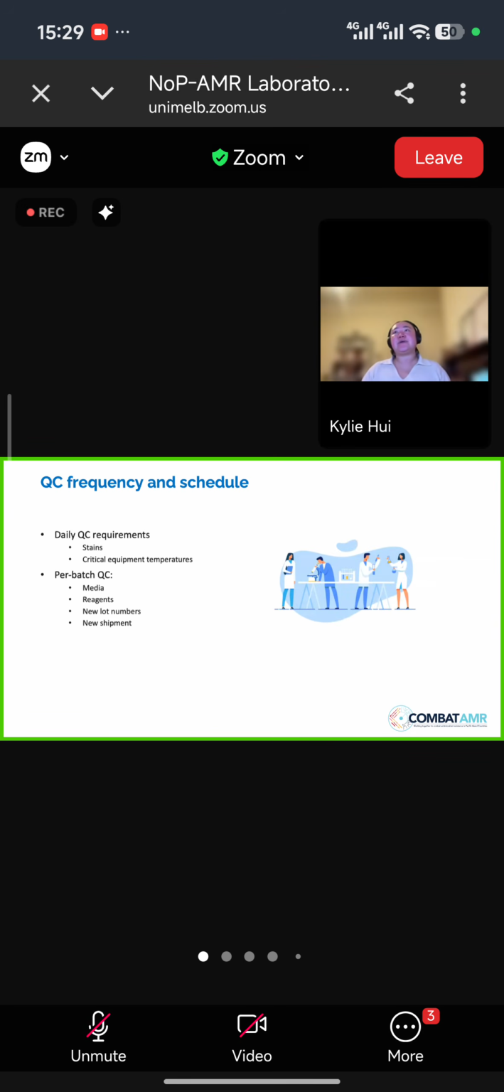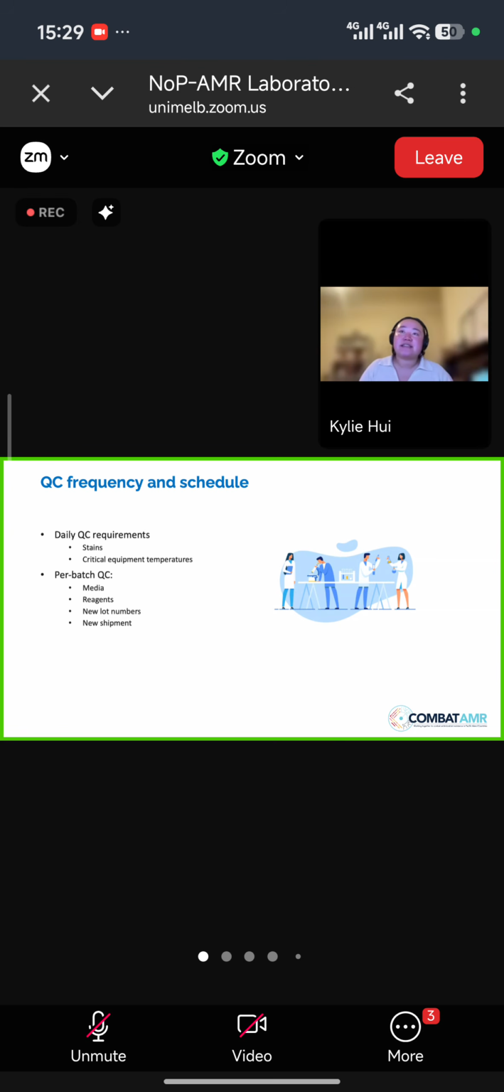Okay, so QC frequency and schedules, I guess these are some points that are more generalized. Depending on the type of consumable or reagent, we have already gone into a bit of detail about what the expectation should be. But as overall generalized comments, daily QC requirements for stains are quite important, and also other critical equipment temperatures, so things like your fridges and freezers.